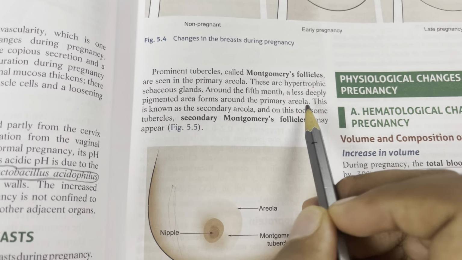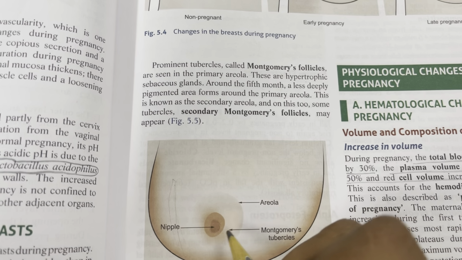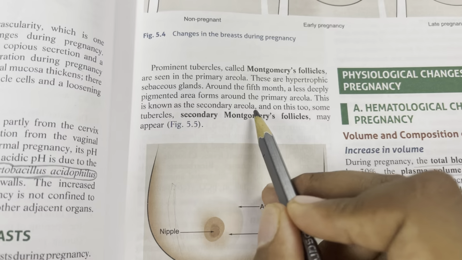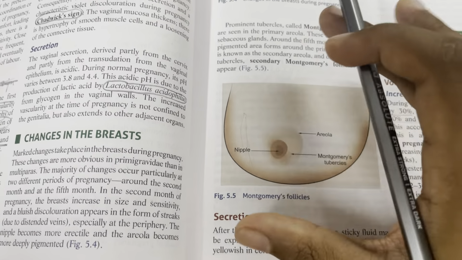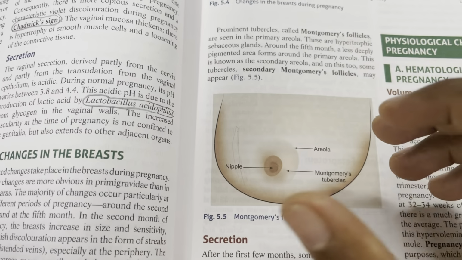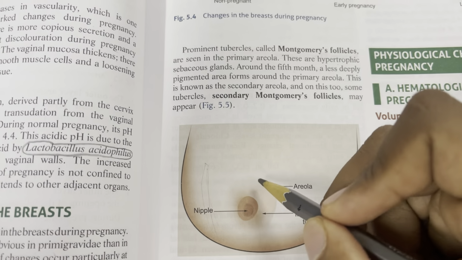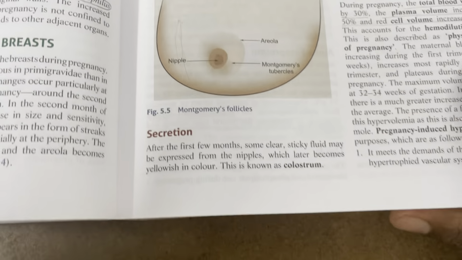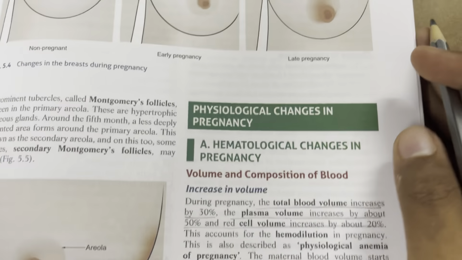In the fifth month, a less deeply pigmented areola forms around the primary areola. This is called secondary areola, with secondary Montgomery's tubercles. So areola, nipple erection, venous streaks, and increase in size, etc., you can see in the second month. And again in the fifth month, you can see secondary areola, secondary Montgomery's tubercles. Again you can see colostrum, which is the first breast milk.